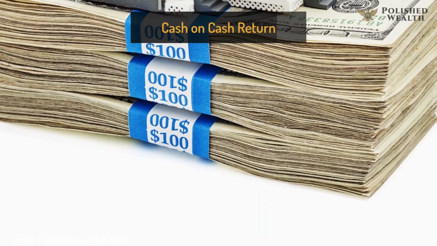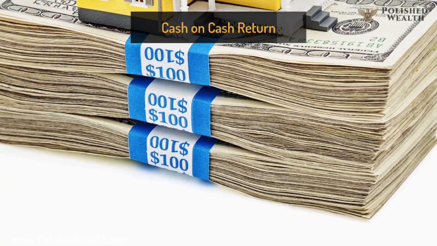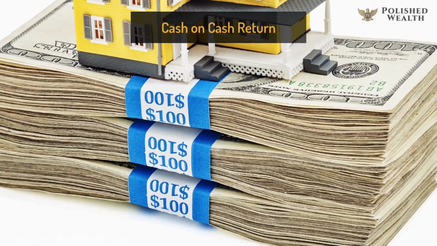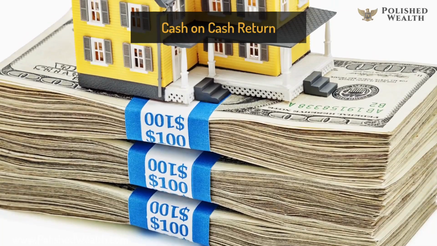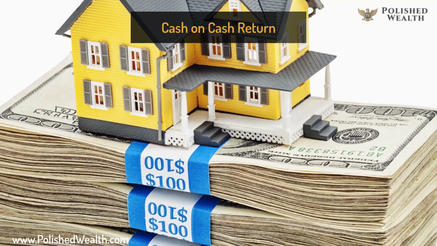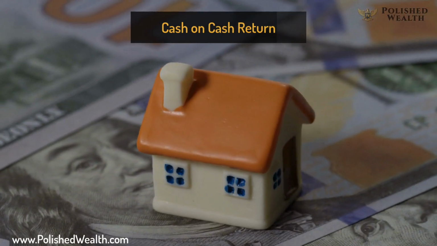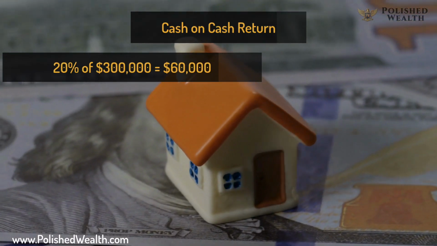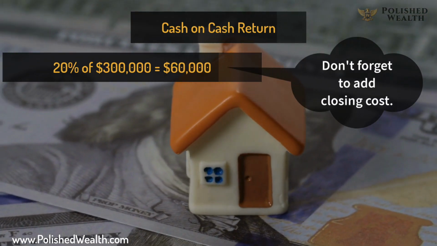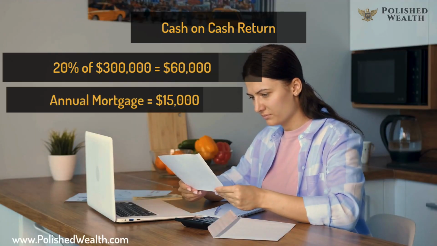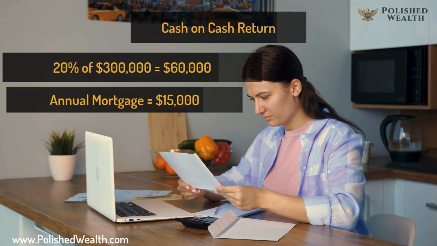Cash-on-cash return measures the return on the actual cash invested: down payment, closing costs, etc. This looks at the actual money you put forward to secure the property in relationship to what the property returns to you in the form of cash. Let's assume we put down 20% of our $300,000 purchase price. That would be $60,000 as our down payment. This would leave us with an annual mortgage payment of $15,000 for our example.